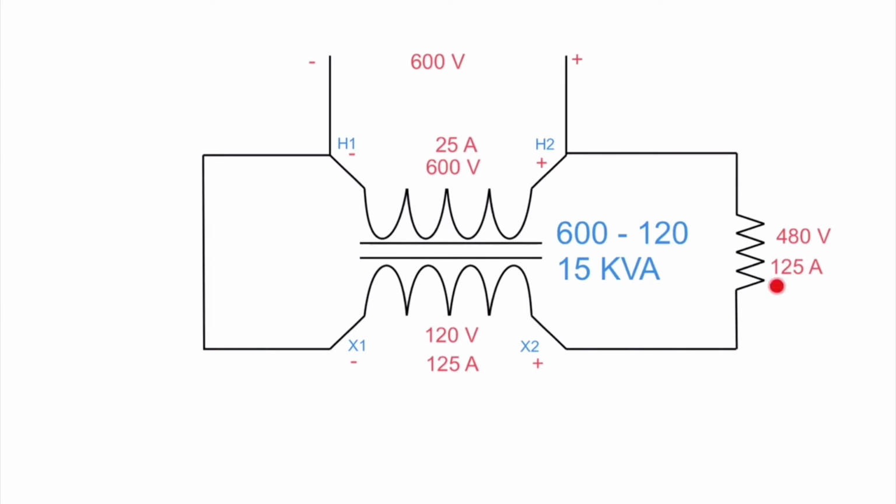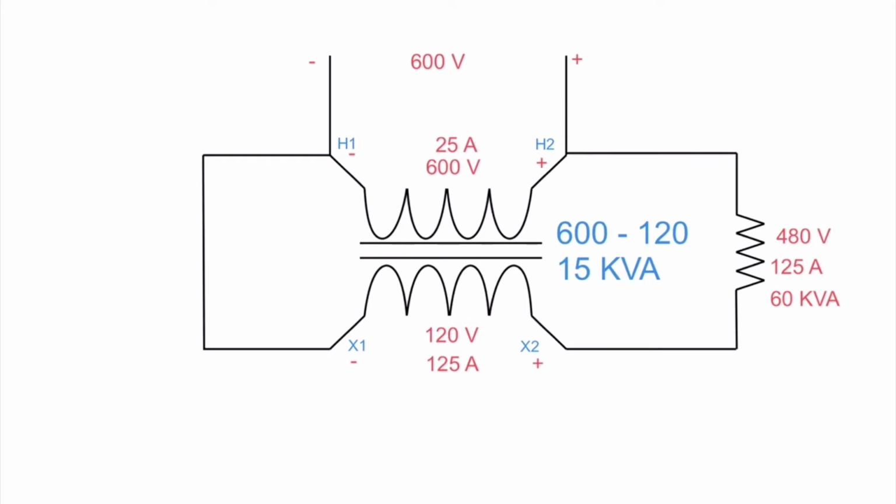Same as this one, 125 amps. Now we have a voltage and we have a current. We can determine the maximum kVA that this load can safely ask for with this configuration. 480 volts times 125 amps is 60 kVA. So we're almost done with this connection here. We've got a 60 kVA load here.